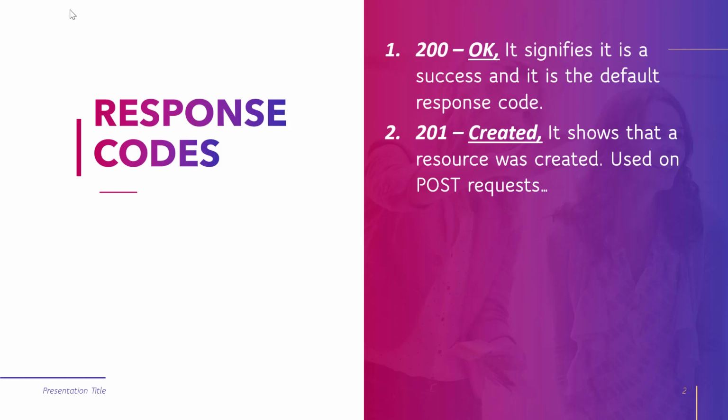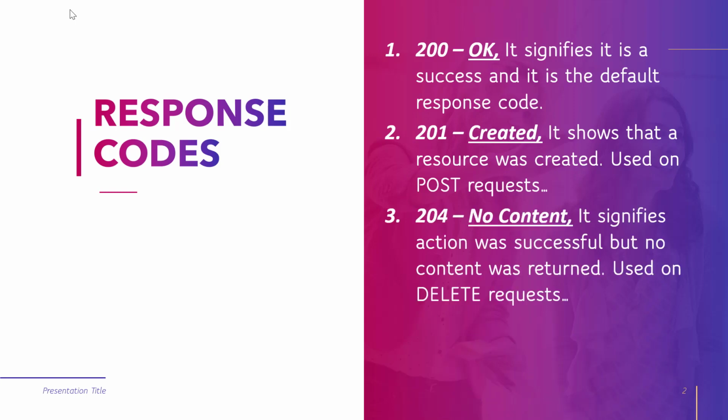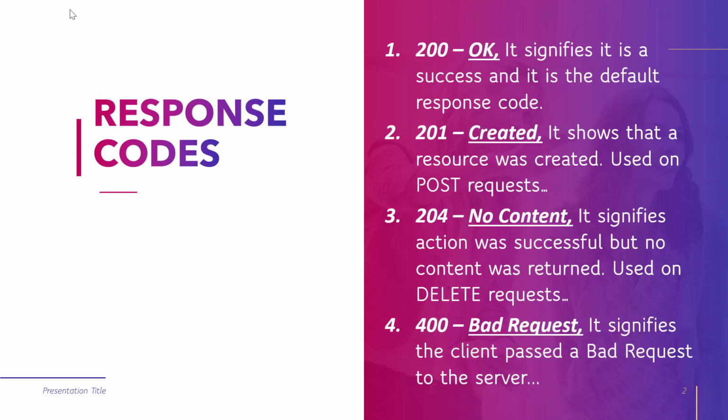Then we have 201, which means created. For example, if you create a resource in the API, you need to return 201 so that the user can know that the resource has been successfully created. And then we have 204, which means no content, which signifies that an action was successful but no content was returned. In the case of maybe you delete an item, you're not returning any data to the user, so you use 204.